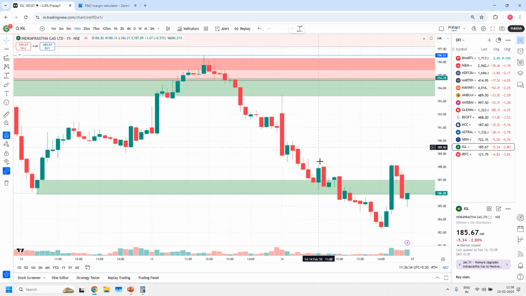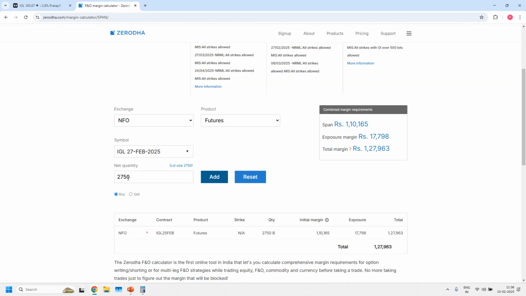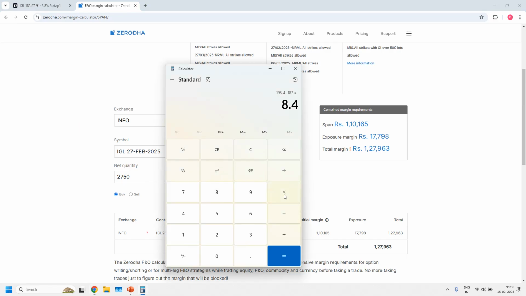You got 8.4 rupees profit on each stock. And what is the lot size? 2750. Into 2750, you got 23,100 rupees profit.